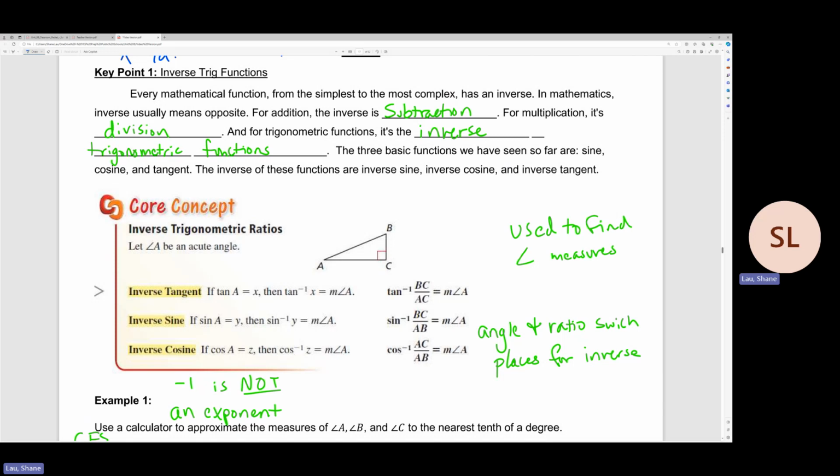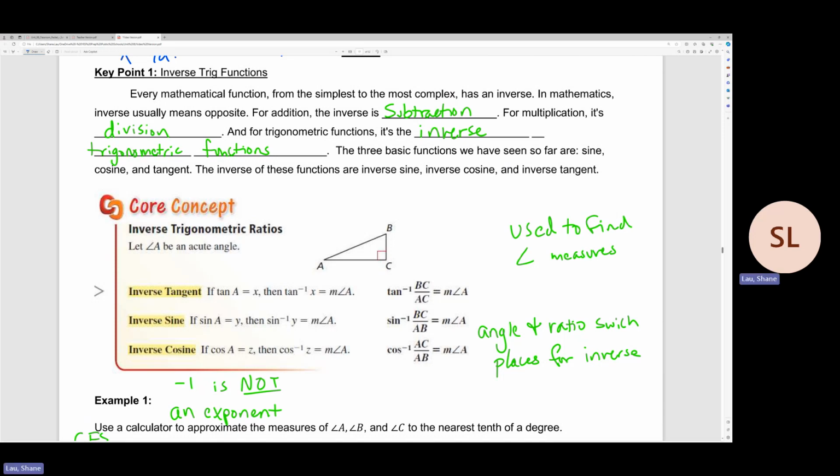And so for these ratios, our core concept here: inverse tangent. If tangent A equals x, then tangent inverse x equals the measurement of angle A. You've got to be very careful here. The negative 1 is not an exponent. It is not an exponent. You cannot mix that up. They are not exponents, they are inverses. Get that through your mind. You cannot confuse those for exponents.